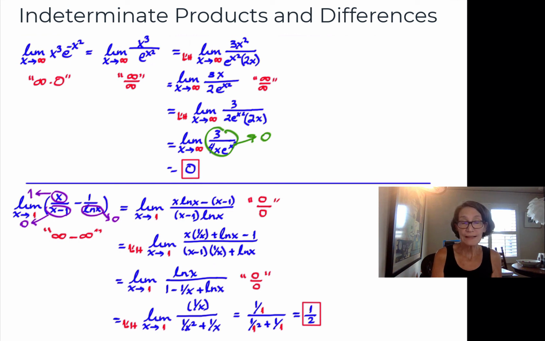All right, we're going to see a few more indeterminate forms and examples of how to transform them into quotients. Everything has to be changed to a quotient, and then we can apply L'Hopital's rule. So I'll see you in those videos.